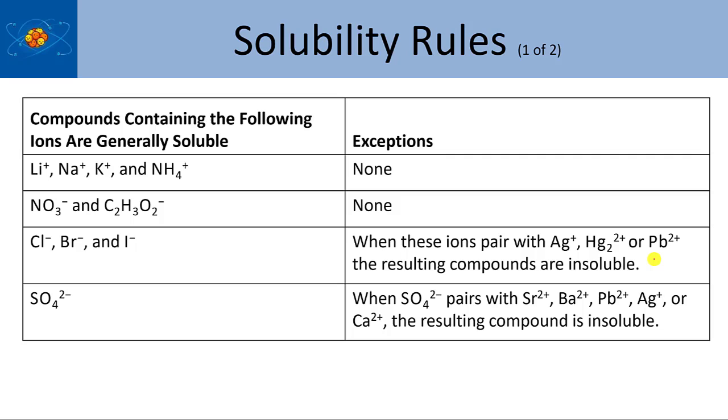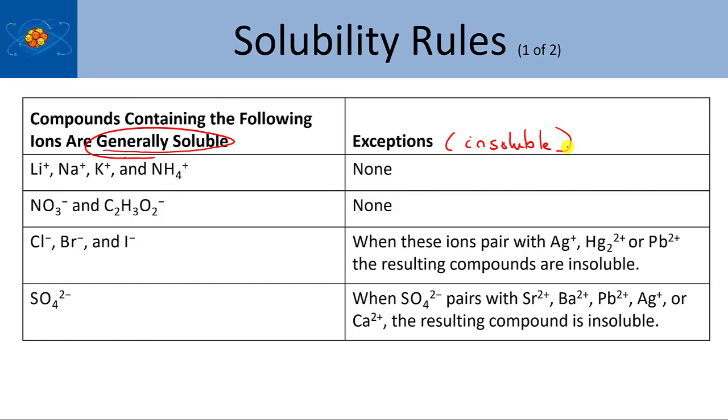So if it gets together with strontium, barium, or calcium, those are generally insoluble. And again, lead and silver are not soluble as well. So those guys precipitate out with all kinds of other ions. So those are the solubility rules for the things that are generally soluble, and we also have a set of rules for the things that are generally insoluble, which is the word we use for things that aren't soluble. And again, the exceptions are things that are insoluble.